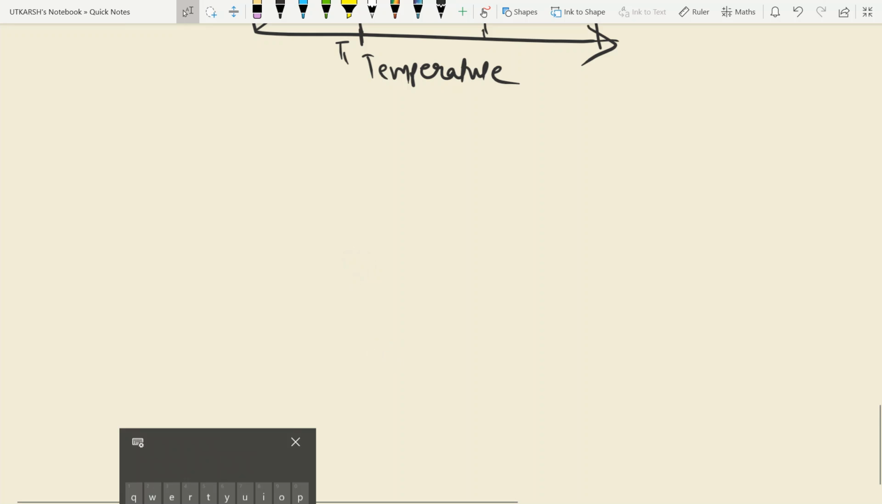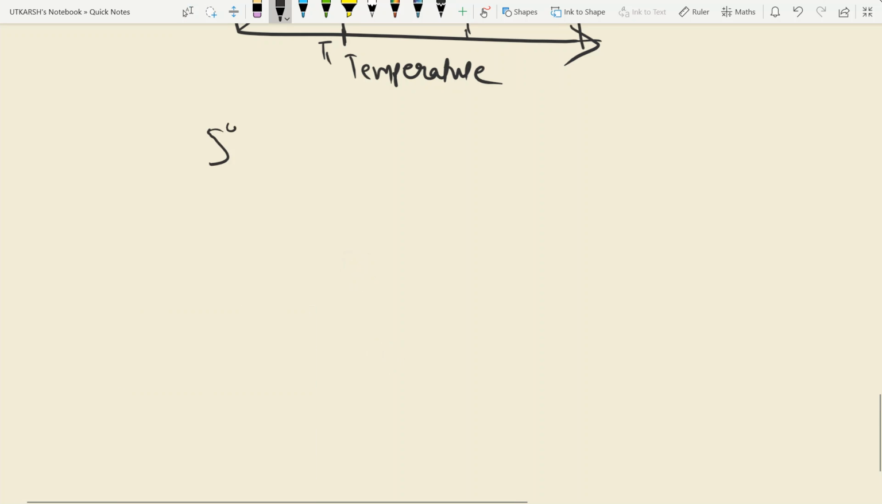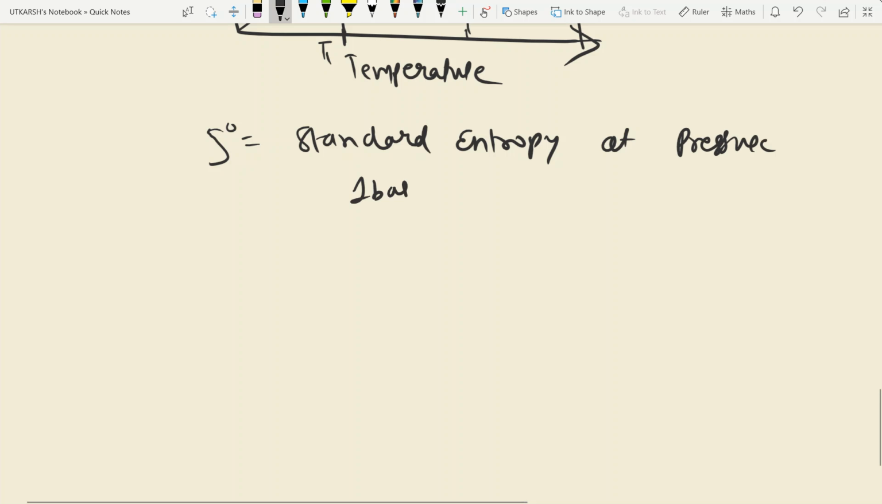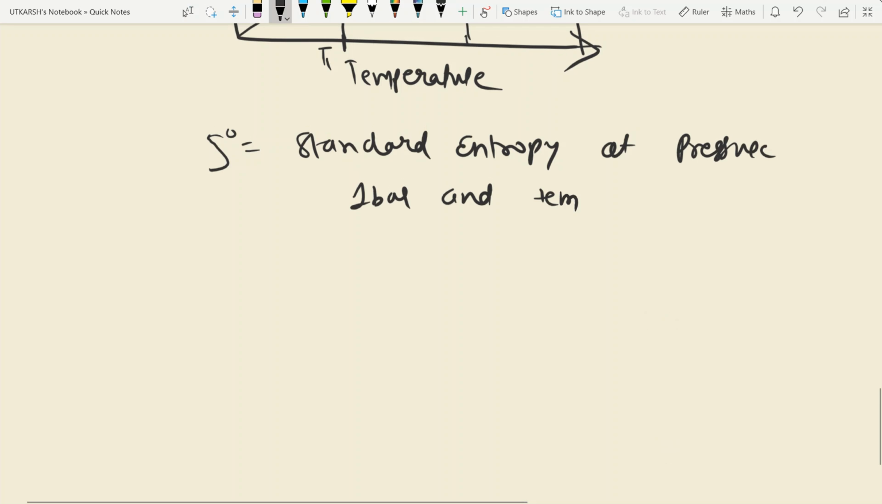Here S naught is our standard entropy at pressure 1 bar and temperature 298 Kelvin, and it is sometimes also written as delta S naught at 298 Kelvin.